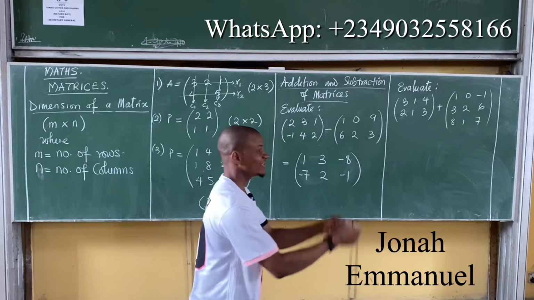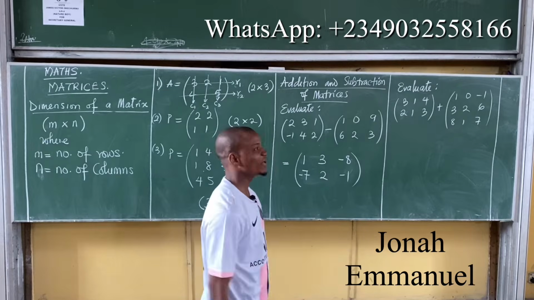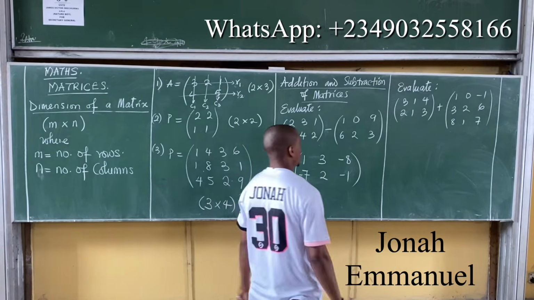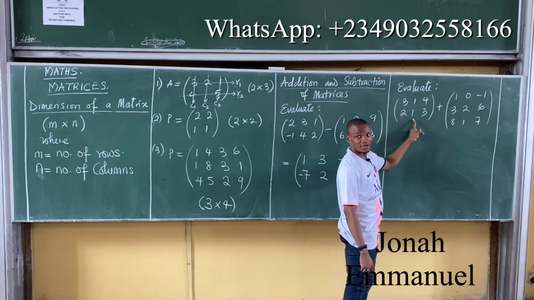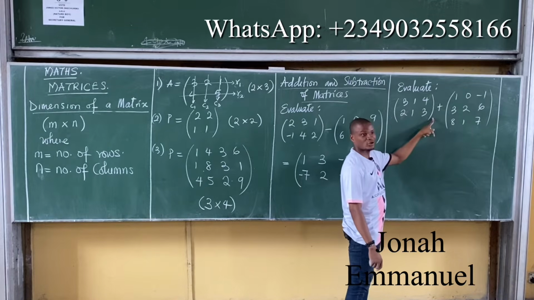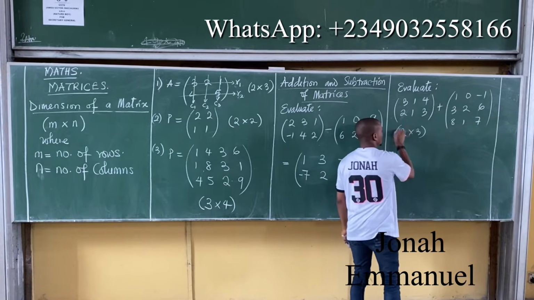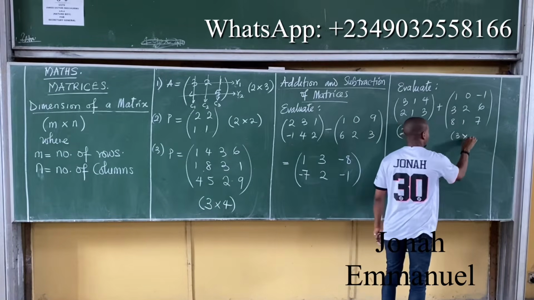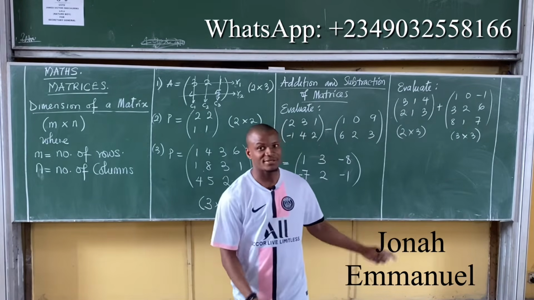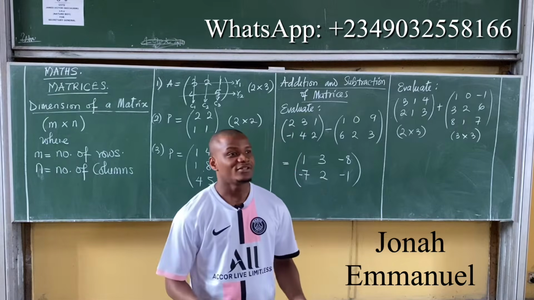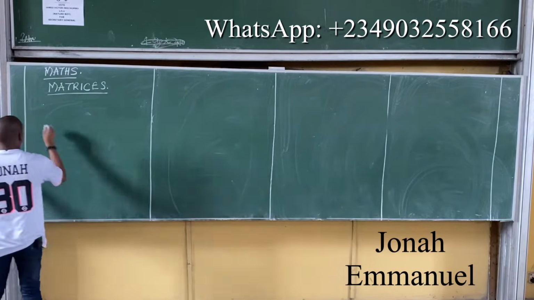We just said they cannot add. Why? They are not of the same dimension. So where did you get your 4 from? Look at this. What's the dimension here? 2 by 3. 2 rows, how many columns there? So you cannot add. This is a 2 by 3 matrix, and this is a 3 by 3 matrix. They are not of the same dimension, so they cannot add. There's no answer to this. Alright.